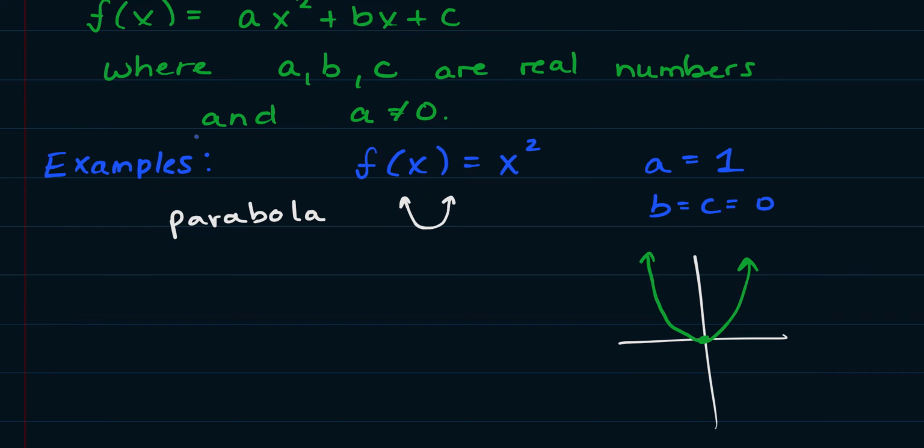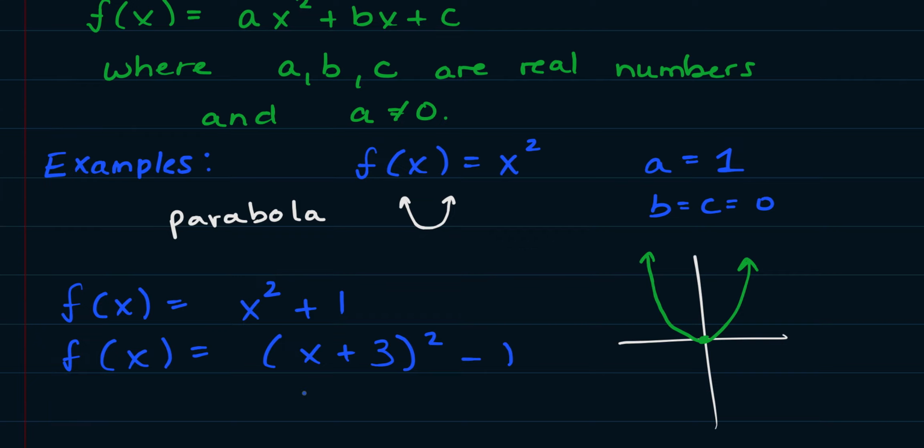Some other quadratics we've seen, things like this, x squared plus 1, and we've also seen x plus 3 squared, and you could even put a -1 on the outside. And we know what the graphs of these look like as well. This function here is just the parabola shifted up 1, and this function here is the parabola shifted to the left 3 and down 1.